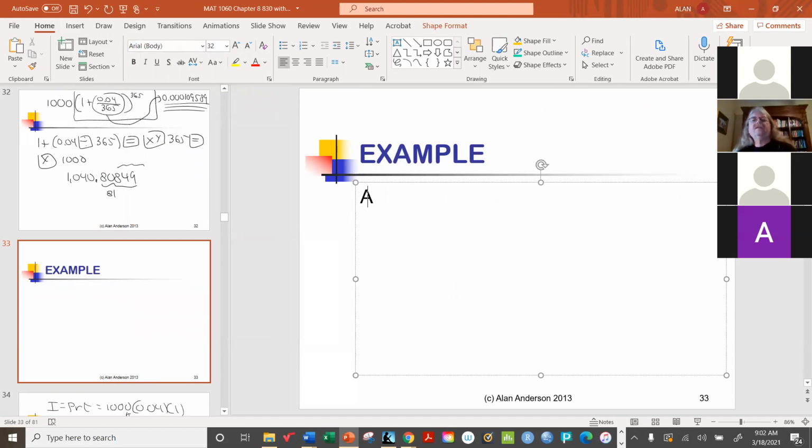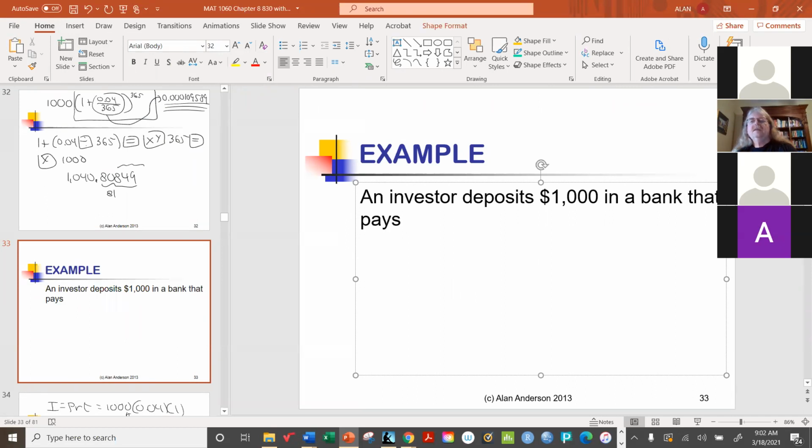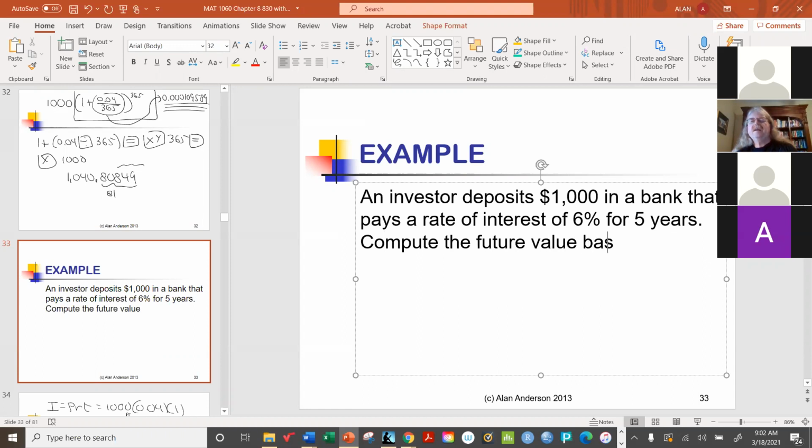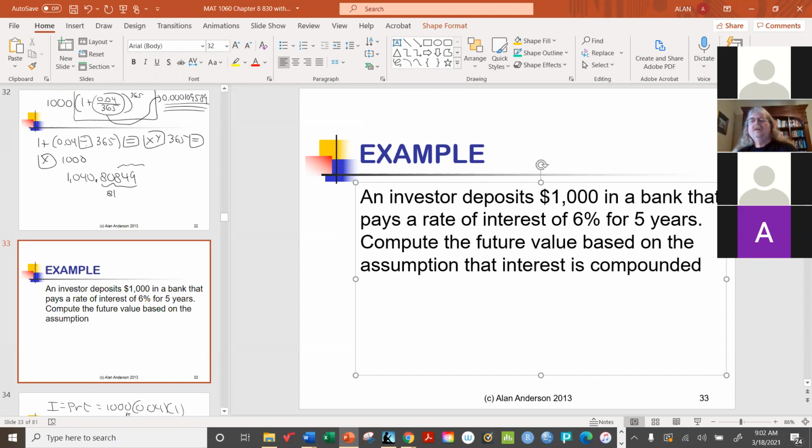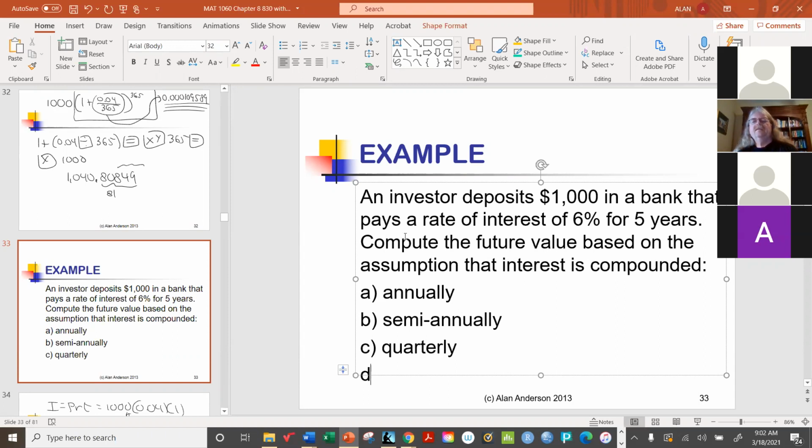All right, so let's say an investor deposits $1,000 in a bank that pays a rate of interest of 6% for 5 years. Compute the future value based on the assumption that interest is compounded. I will run through the same cases as last time. Let's just do annually, semi-annually, quarterly, and then monthly. Okay, so let's do that.